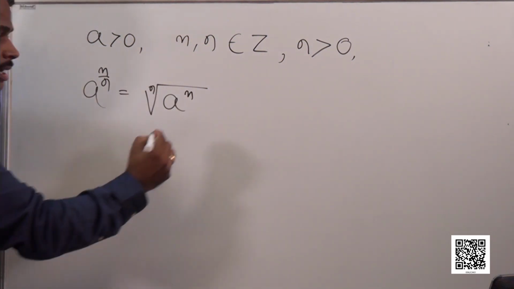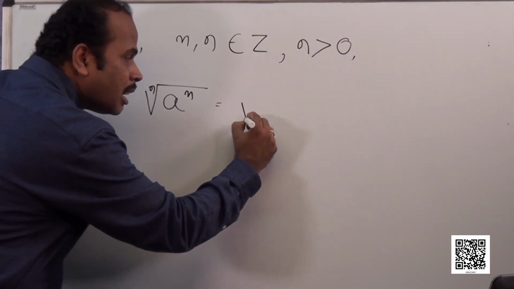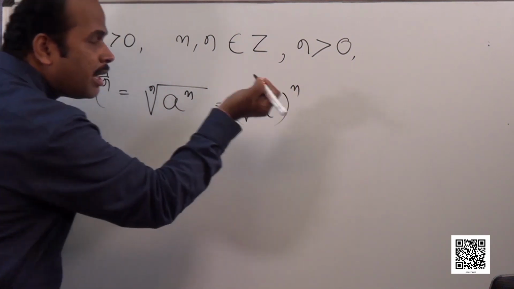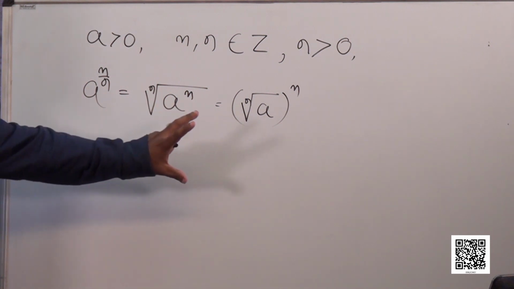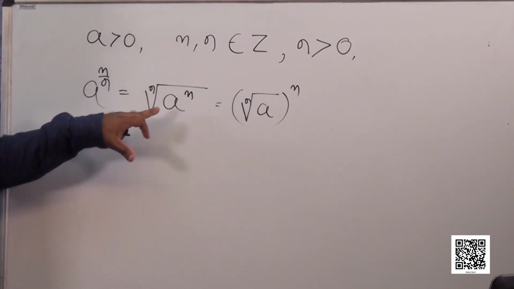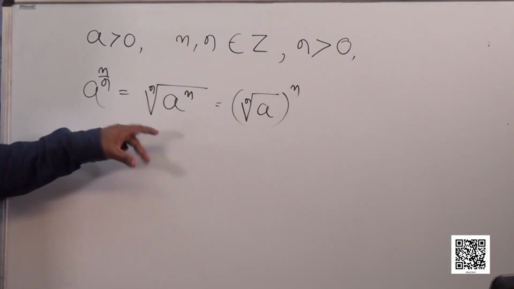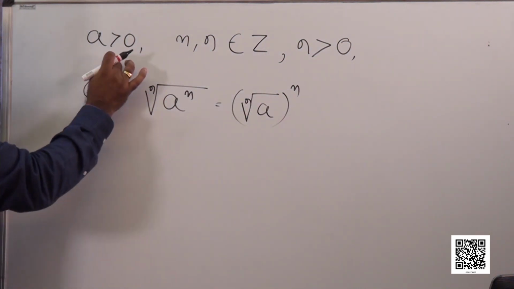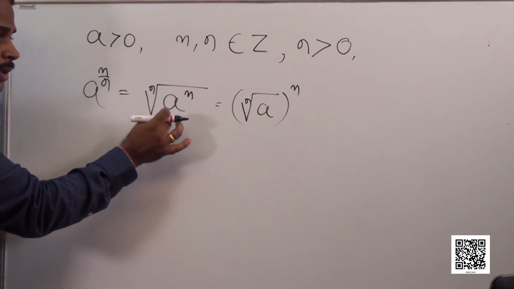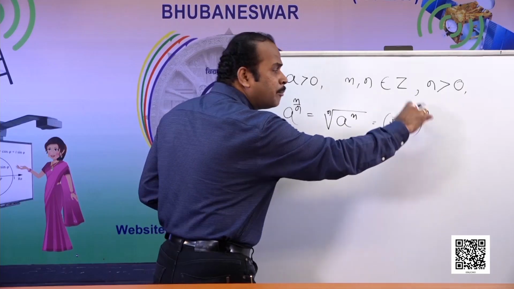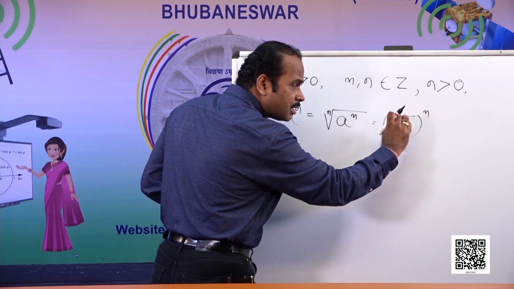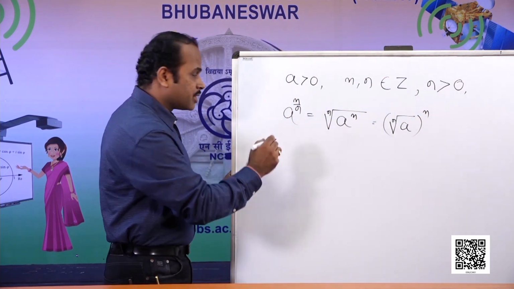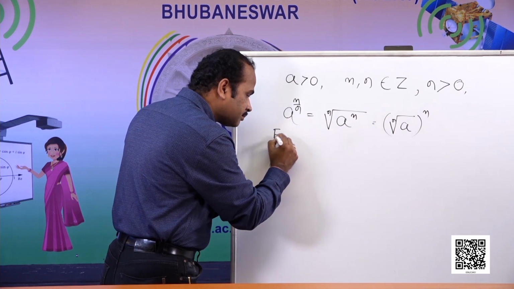Or I can say it is the nth root of a, whole to the power m. Either I can write m inside this nth root or I can write it outside. Both of these give the same value. a to the power m by n is the nth root of a to the power m, or the nth root of a whole to the power m. These two things.